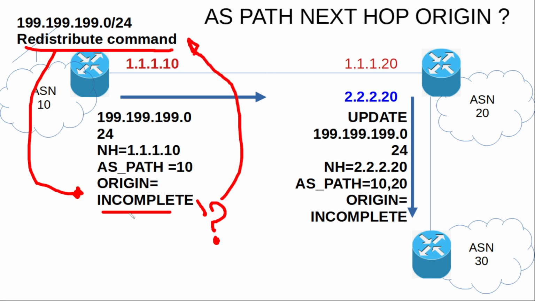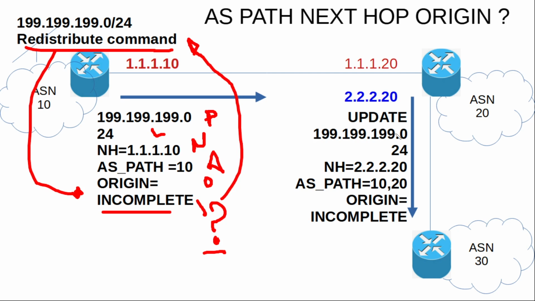So when you see incomplete, or the question mark, you have to remember that this was injected into BGP using the redistribute command. This is a more generic way to inject routes, not as good as the network command, but it still works. Now the process is the same. We're going to advertise the prefix, the length, the next hop, the AS path, the origin as incomplete.